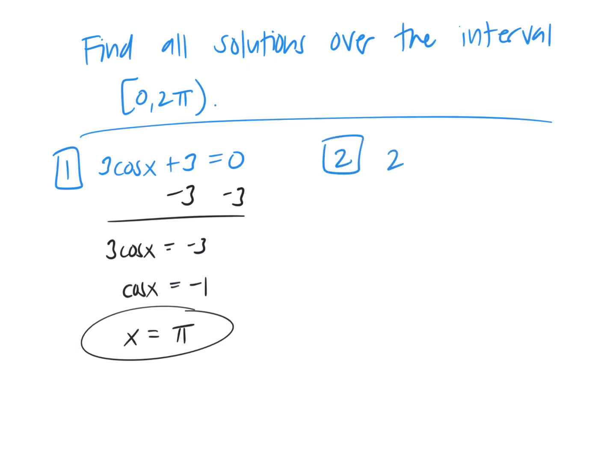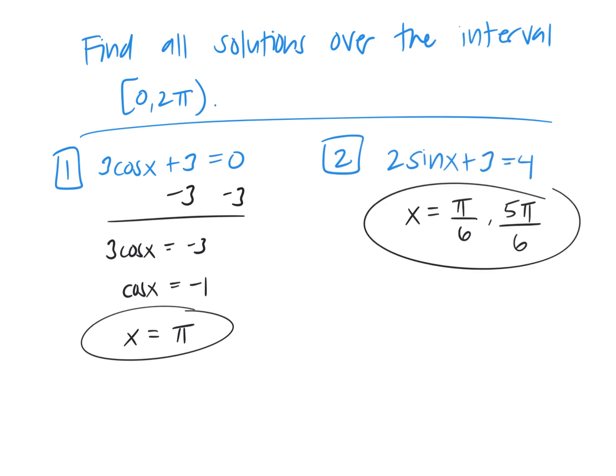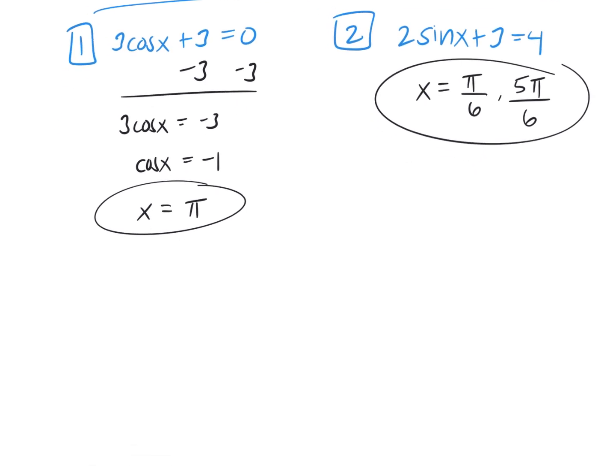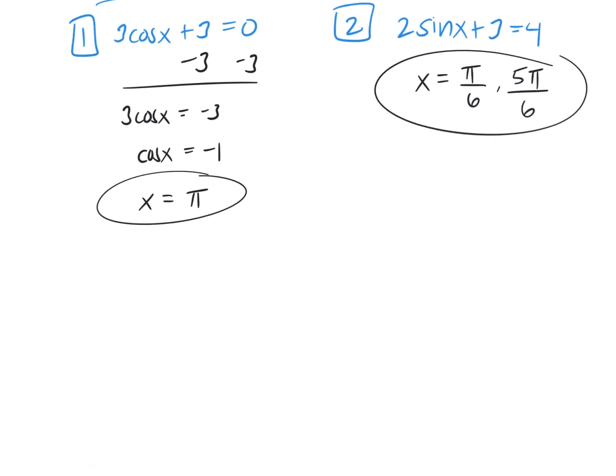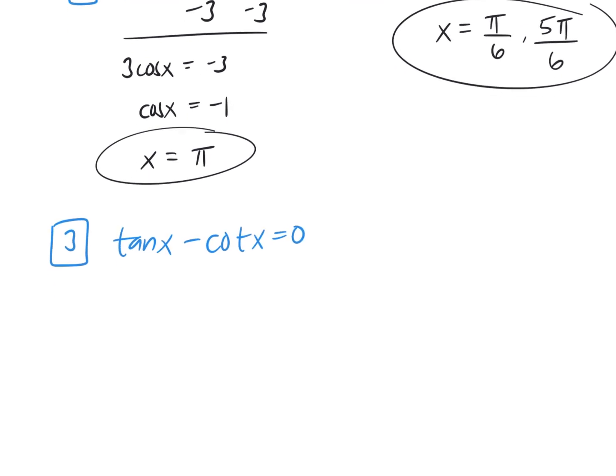All right, next one I want you guys to try. Let's do 2 sine of x plus 3 is equal to 4. Okay, next one we're going to do is tangent of x minus cotangent of x is equal to 0. There is more than one way that you can solve this. However you think you want to go about it, try it out, and then we'll talk about a few different ways that you could solve this problem.